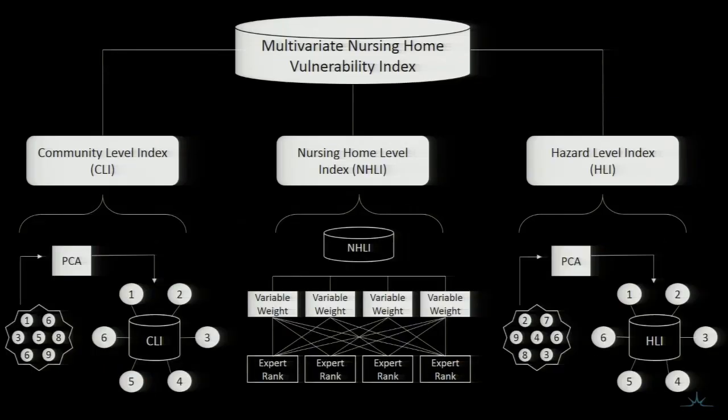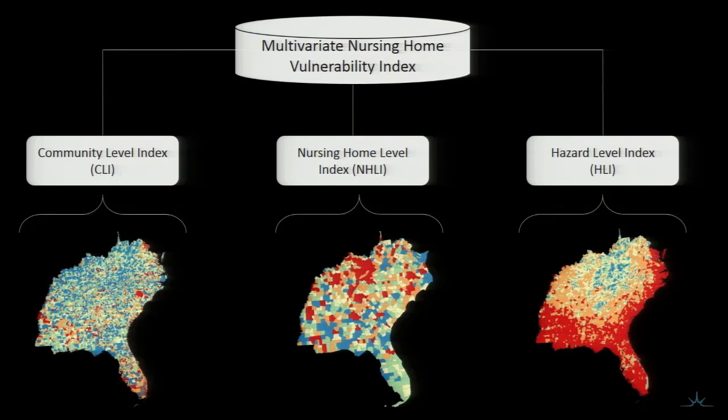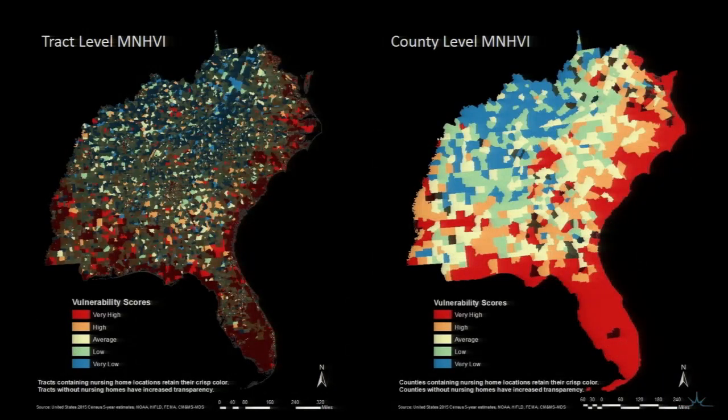If you remember, our initial model structure looked a little bit like this, and now that we have our final maps, our model structure looks a bit like this. So for our multivariate index, we have our distribution of vulnerability, which looks as such. As you see, there is a strong coastal vulnerability trend. This is due to our hazard level index.